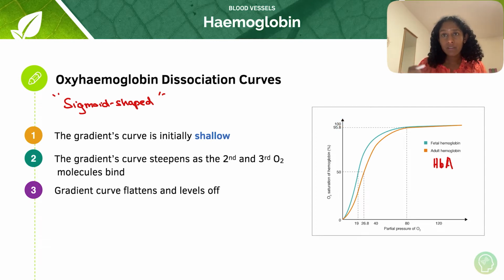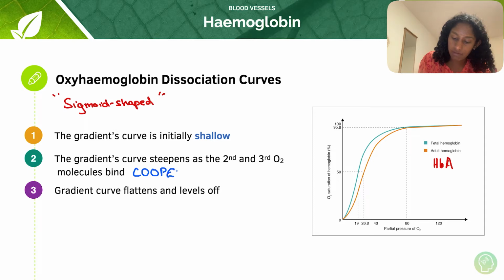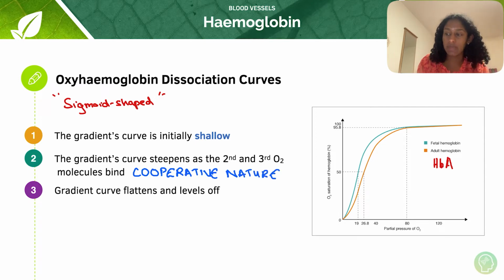Now, what we can see is that at lower partial pressures of oxygen, our oxygen saturation of haemoglobin is lower. At higher partial pressures of oxygen, the oxygen saturation of haemoglobin is higher, with this very steep change in the middle. So this is a really important property of haemoglobin. It's what we call the cooperative nature of oxygen binding to haemoglobin.